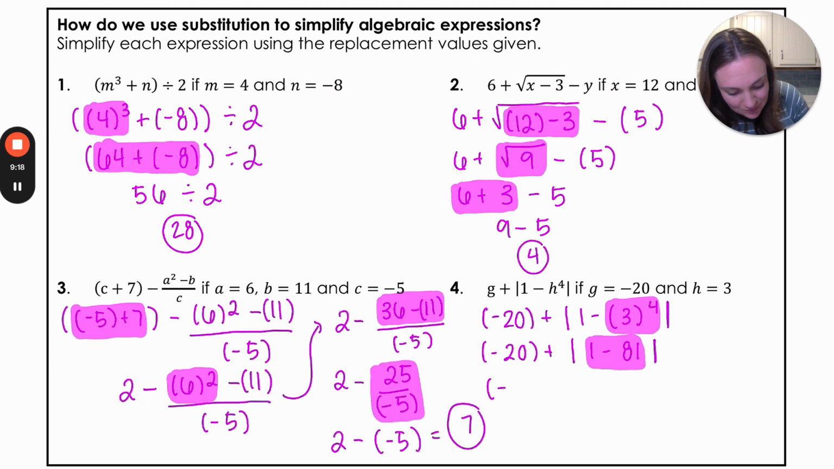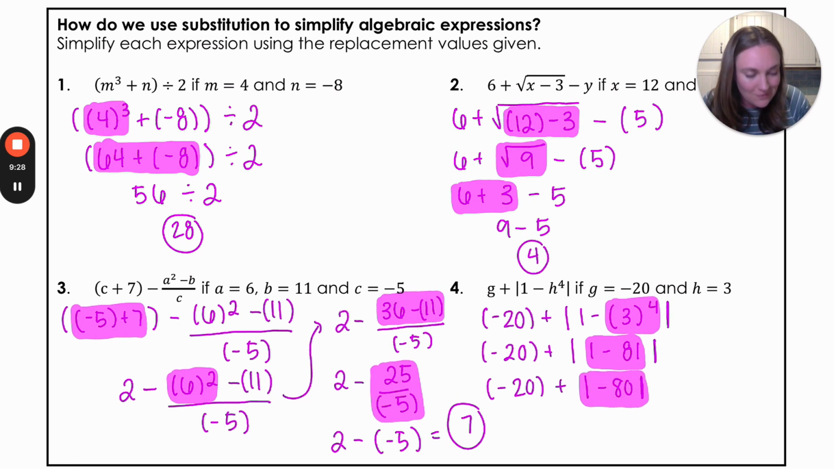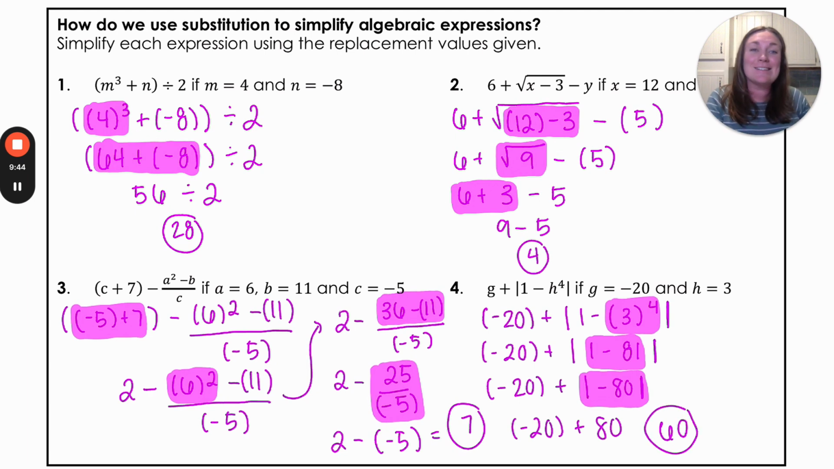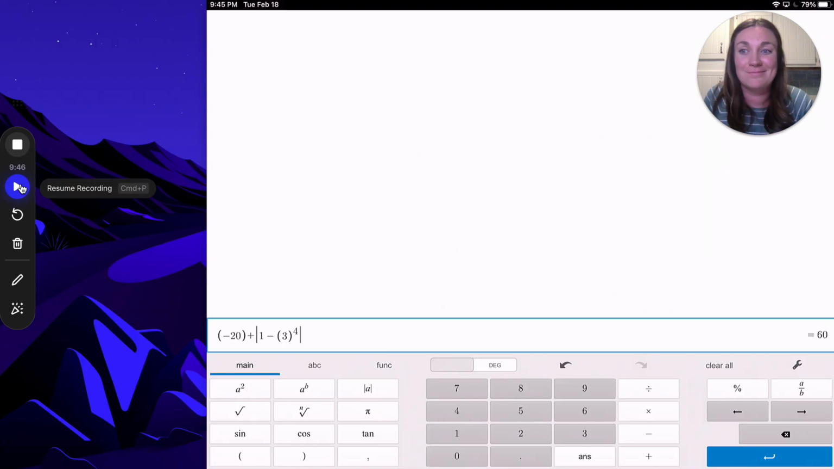So I've got that negative 20 plus the absolute value of negative 80. All right, remember that absolute value makes everything positive. So when I take the absolute value of negative 80, it just makes it positive 80. So negative 20 plus 80. And when we take that negative plus a positive, we're kind of just subtracting. So 80 minus 20 will give us a final answer of 60.